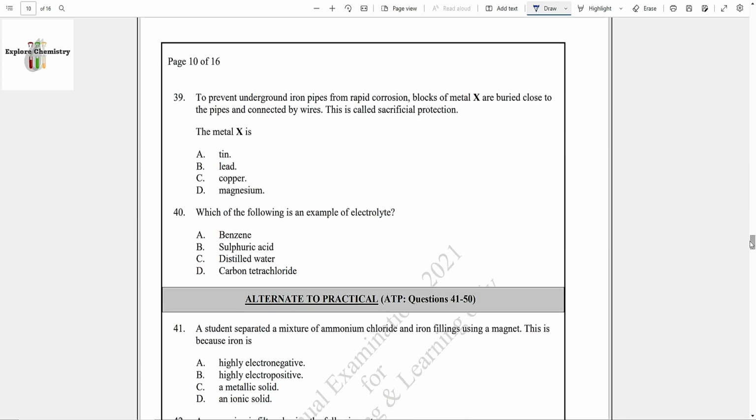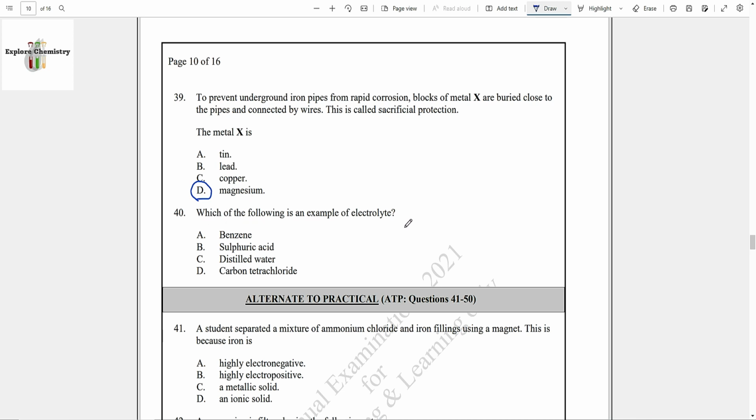Number 39. To prevent underground iron pipes from rapid corrosion, blocks of metal X are buried close to the pipes and connected by wires. This is called sacrificial protection. Metal X should be a sacrificial metal. It should be more reactive than iron, so it will sacrifice itself and corrode rather than corroding the iron. So the metal which is more reactive than iron is magnesium. It is a group 2 element, an alkaline earth metal. It is more reactive.